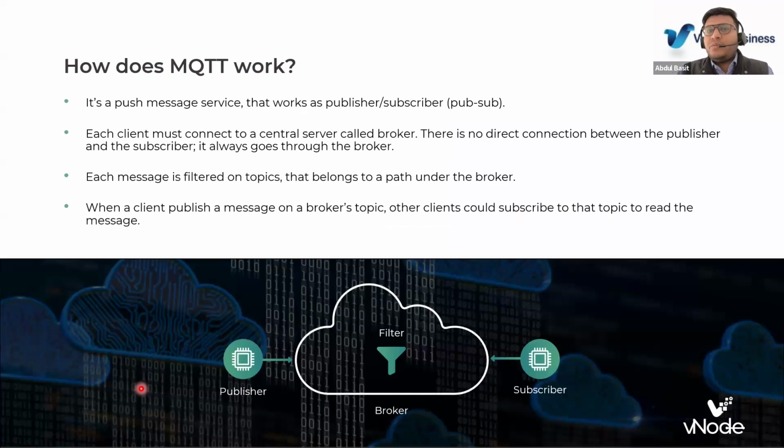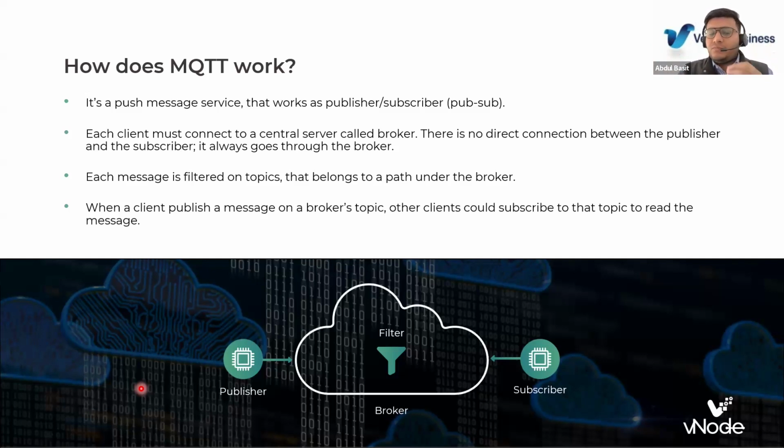Each message is filtered based on topics that belong to a path under the broker. So each client, for example, each publisher, must connect to a central server, which is called a broker. You have a publisher on one side and a subscriber on the other side. Okay. And you can connect as many publishers as you want to the same broker, and in the same manner, you can have as many subscribers on the same broker.